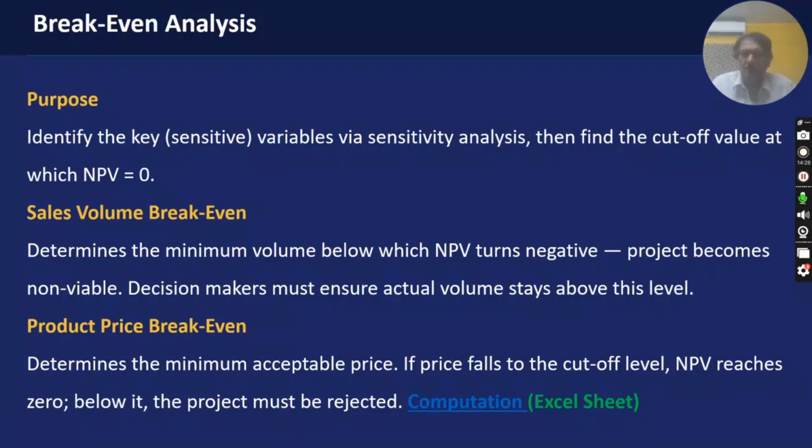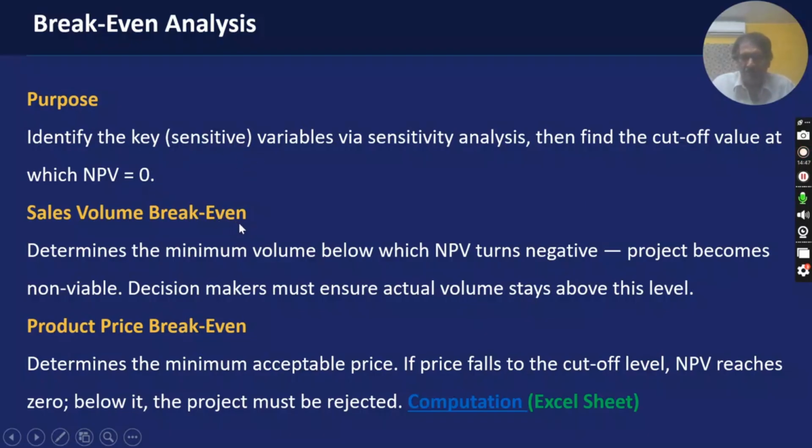Now, break-even analysis. What is the purpose of it? It is to identify the key variables by sensitivity and then find the cutoff value at which NPV is equal to 0. That is the cutoff value of the sensitive variable.